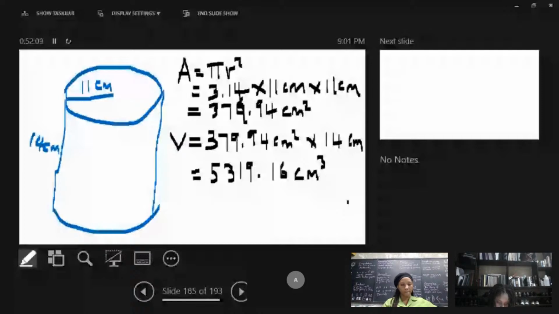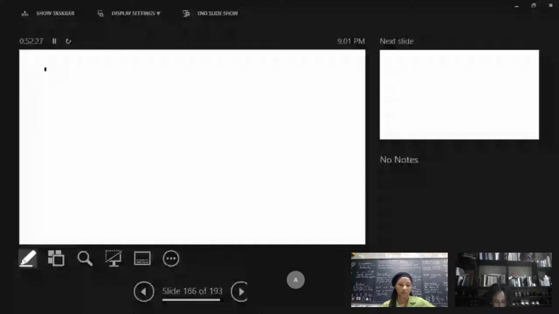So what if I gave you the volume and the area and I wanted the height? Miss, what would that mean? That we divide the volume by the area.